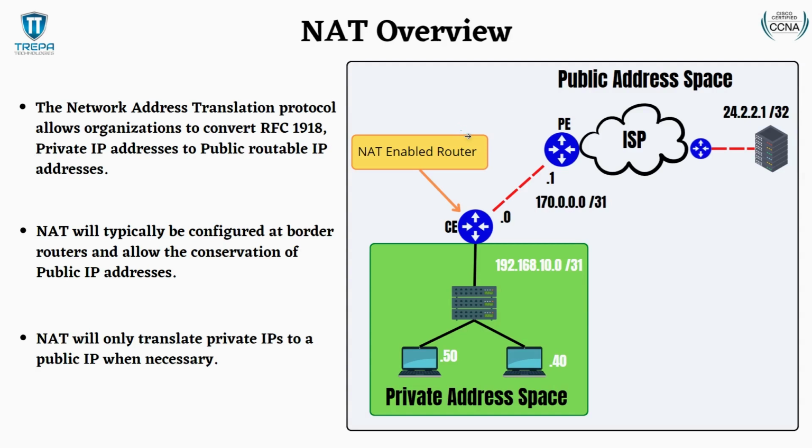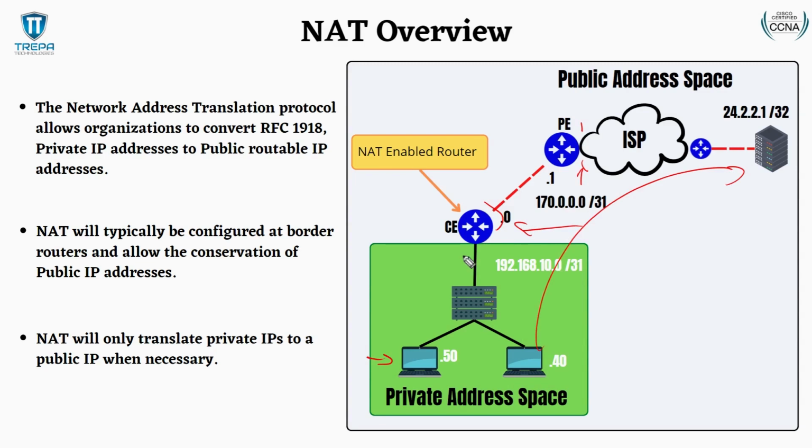So, NAT overview. The Network Address Translation protocol is going to allow organizations and companies to convert those private IP addresses, which are only supposed to be used in your LAN, to a public routable IP address. And through that conversion, our users with that private IP address are going to be allowed access to the internet, through that translation to the public IP that sits on the edge of our router, of our demarcation point.